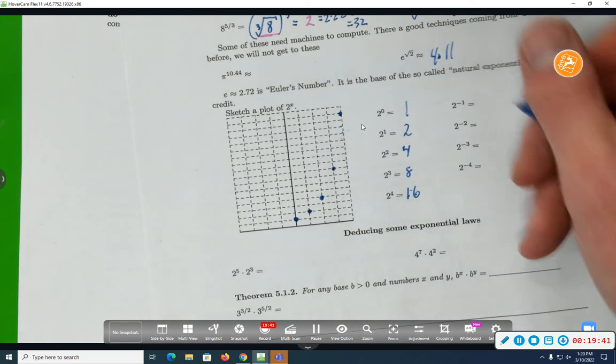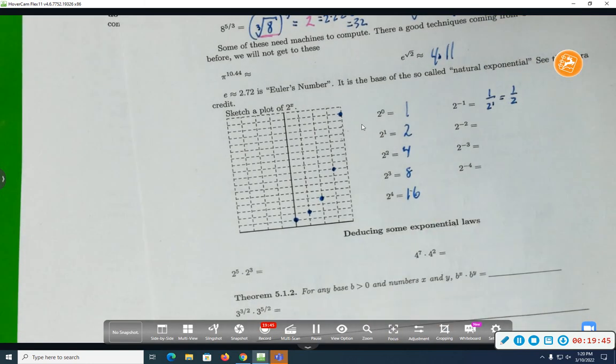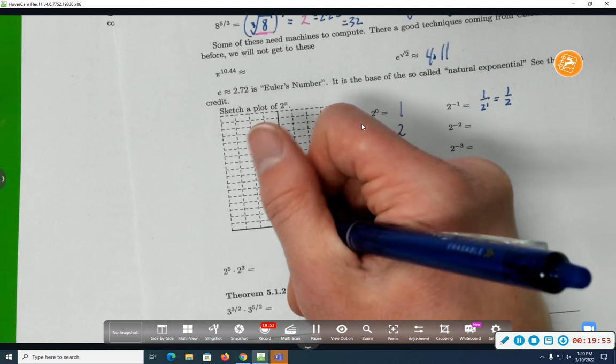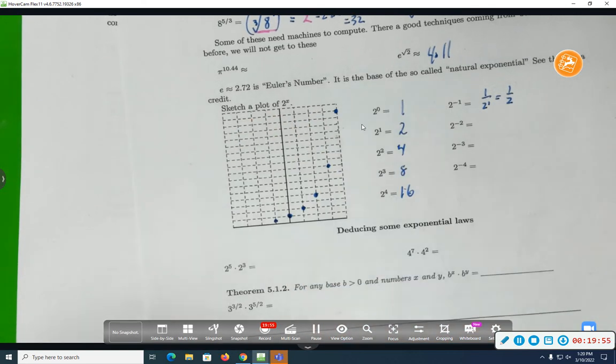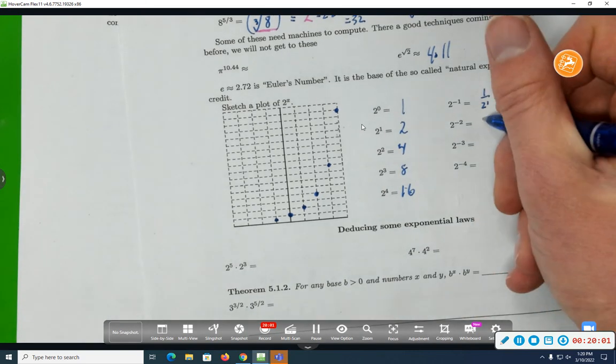Yep. Right, that should be 1 over 2 to the 1. That's 1/2. You should think of negative exponents as meaning divide by 2 that many times. So 2 to the negative 1 is 1/2. 2 to the negative 2? What's half of a half? 1/4.